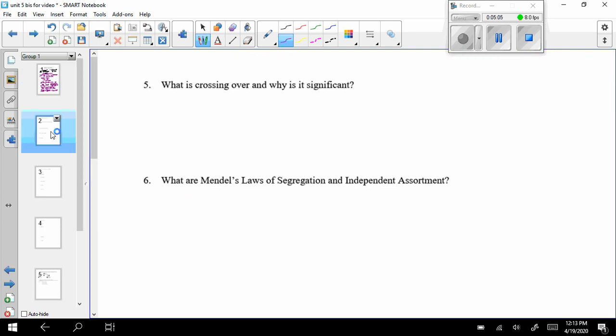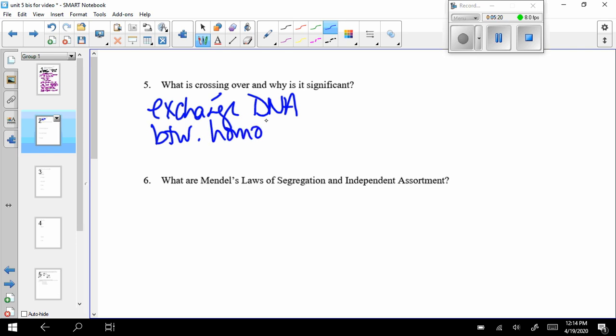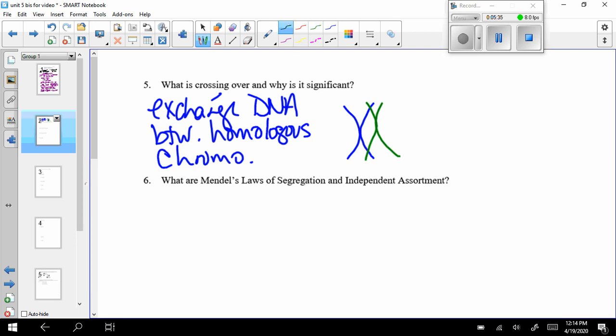All right, what is crossing over and why is it significant? So first of all, crossing over is when you exchange DNA between homologous chromosomes. And so let me draw a picture. Here's one chromosome. Here's my homologous pair. And during synapsis, they get super close. And right here, if these exchanged, what it would look like is this.